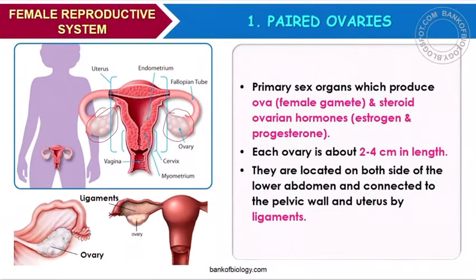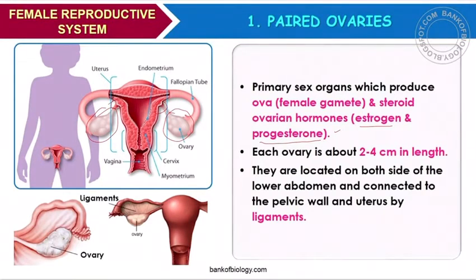They secrete steroid ovarian hormones, two female sex hormones or female reproductive hormones. They are estrogen and progesterone. Each ovary is about 2 to 4 centimeters in length. As you can see, they are located on both sides of the lower abdomen and connected to the pelvic wall and uterus by ligaments.